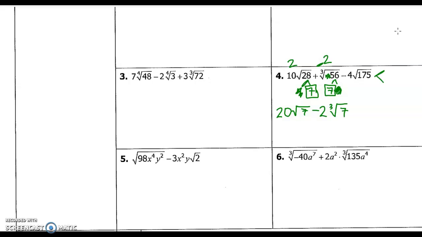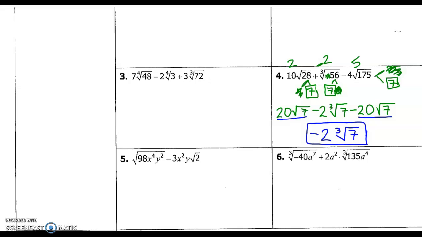Now I've got 175. So let's see, 175, I'm going to do 25. So I've got 25 and 7. I know the square root of 25 is 5. 7 would be stuck. So 5 times 4, I have minus 20, square root of 7. So now I can see the radicand of all of them is 7. However, the middle guy is a cube root, so I can only put these two together. So 20 radical 7 minus 20 radical 7 would actually cancel out, and I'm just left with negative 2, cube root of 7. So that's how you add and subtract radicals.